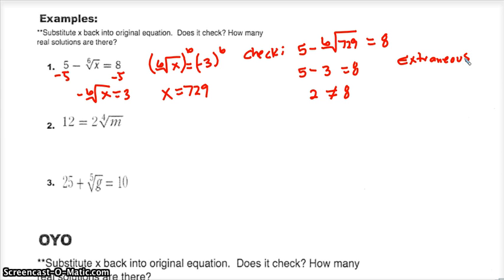We can see where the problem came from. Back here, I had the 6th root of a number was supposed to equal negative 3. I know that I can't take the 6th root of a negative number, so this right here told me my solution was not going to work. This tells me that there are no real solutions.